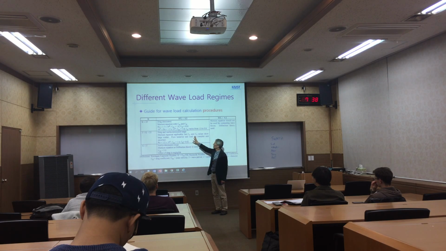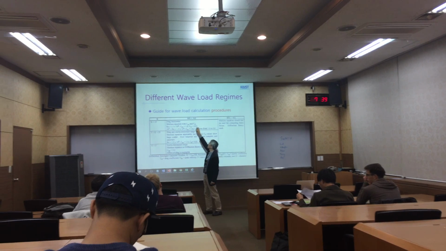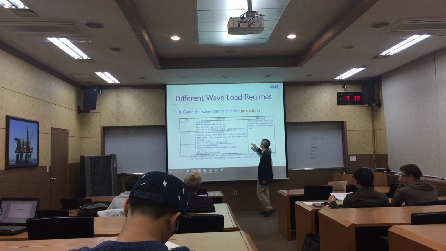The wavelength is more than 5 times the diameter of the pipe. Not pipe, the cylinder of the structure. Right? If the wavelength is more than 5 times the diameter, then you can use the Morison equation. We'll see that Morison equation.